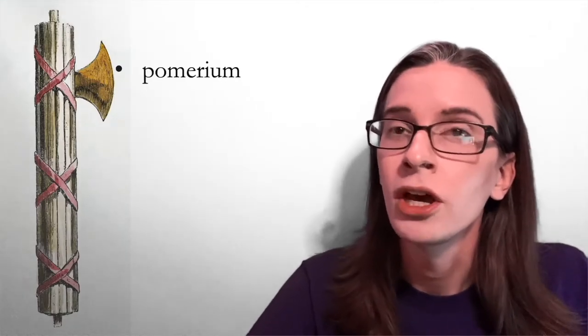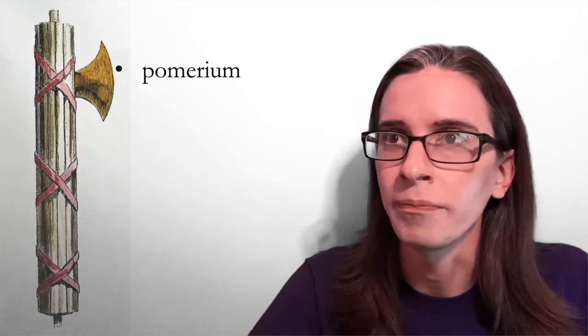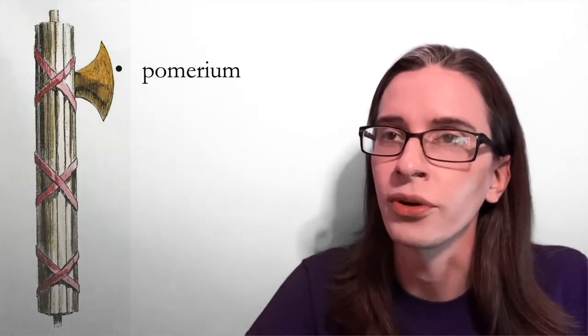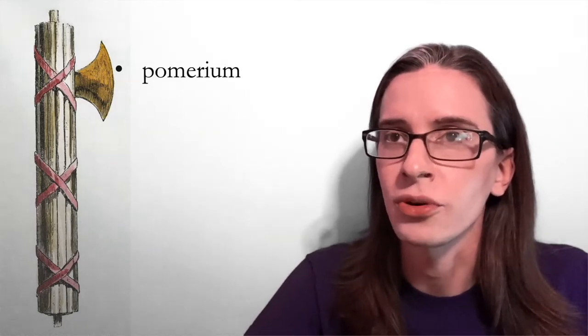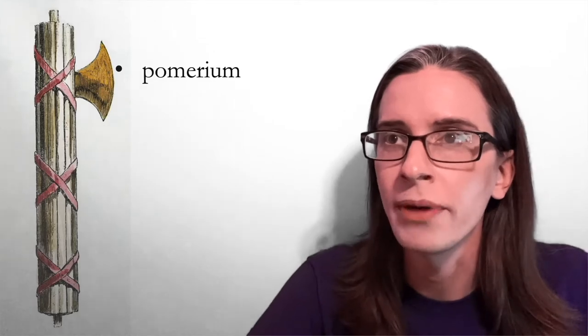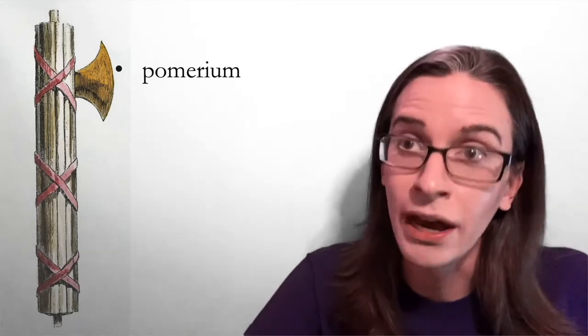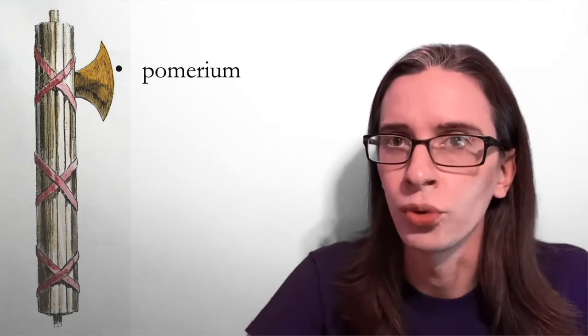A few more concepts to know before we dive into the officers. Pomerium. The pomerium is a sacred boundary around the city of Rome. No one can build anything that straddles the pomerium. Everything has to be either inside it or outside it. And there's a clear separation between what magistrates are allowed to do inside and outside the pomerium. Outside the pomerium, their power is much freer. Within the sacred boundaries of the city, there are important restrictions that protect citizens from their rulers.